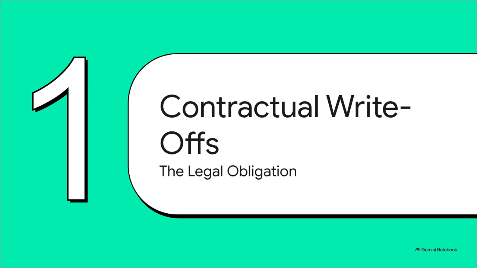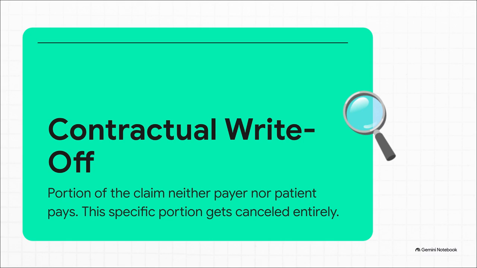Section 1. Understanding contractual write-offs, the legal obligation. To establish our foundational concepts and the strict regulatory rules governing billing allowances, we first have to ask, what exactly is a contractual write-off? By definition, it's the portion of the billed charge that neither the payer nor the patient is responsible for paying. It's a specific remaining dollar amount that must be canceled entirely by the billing provider because of the network obligations you've already agreed to.